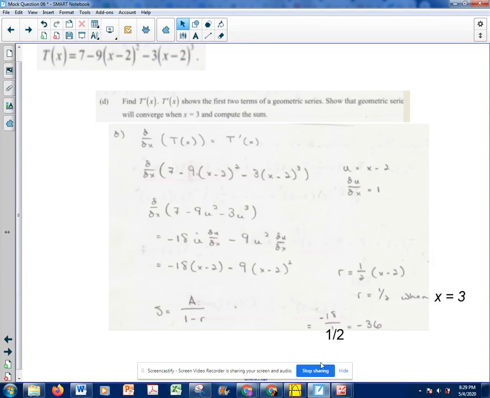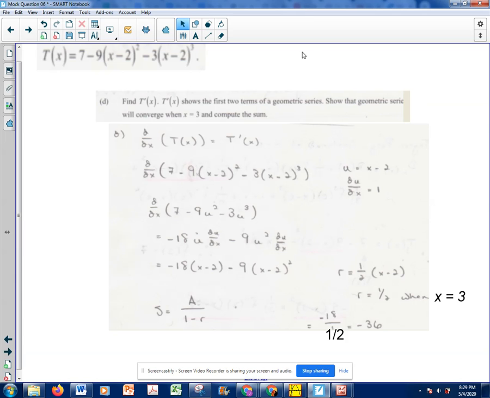Okay, part D. In part D, they wanted to find T prime of x. Oh, that's easy. T of x was just a polynomial, and so they're asking us to find the derivative of a polynomial. You guys know how to find derivatives of polynomials. And then they say the first two terms of geometric series. Show that that geometric series will converge when x equals 3 and compute the sum. All right, fine.